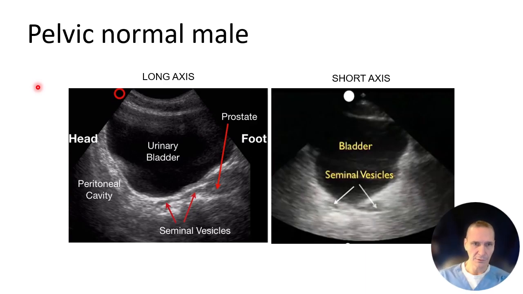Here's a male, normal male, no free fluid here. This is the bladder, the prostate gland, the seminal vesicles are here. Again, the patient's head is this way, the feet are here. Here's a short axis view, so the indicator is towards the patient's right. Here's the bladder, full, seminal vesicles. I would be less concerned with memorizing exactly what the structures are. Again, we're looking for free fluid.